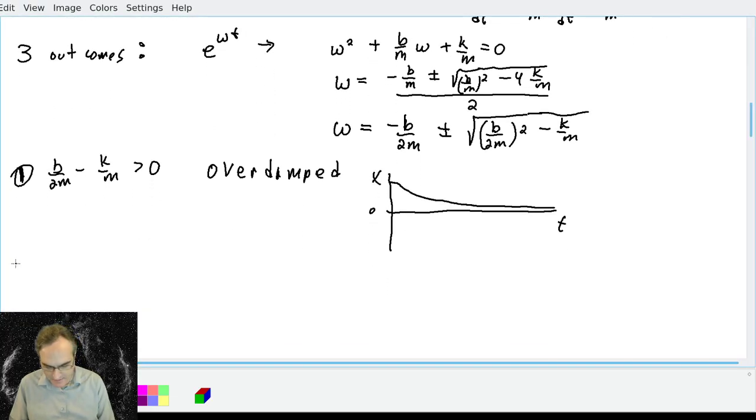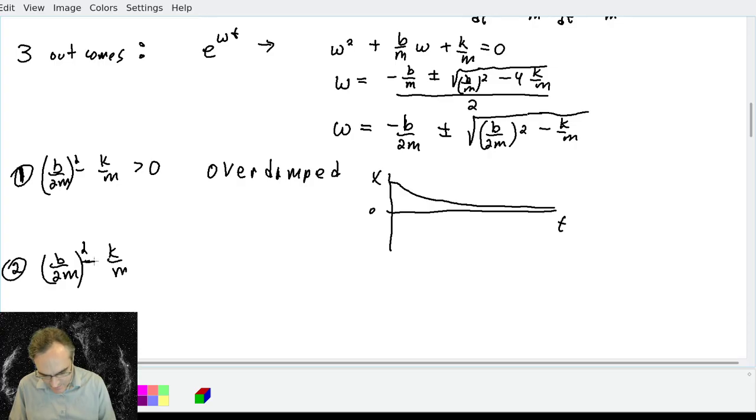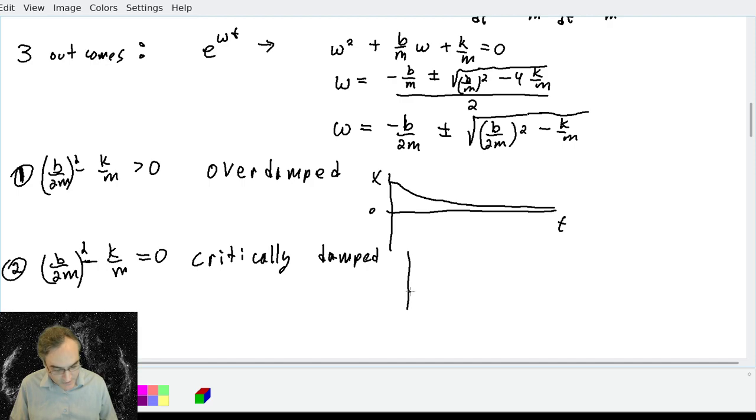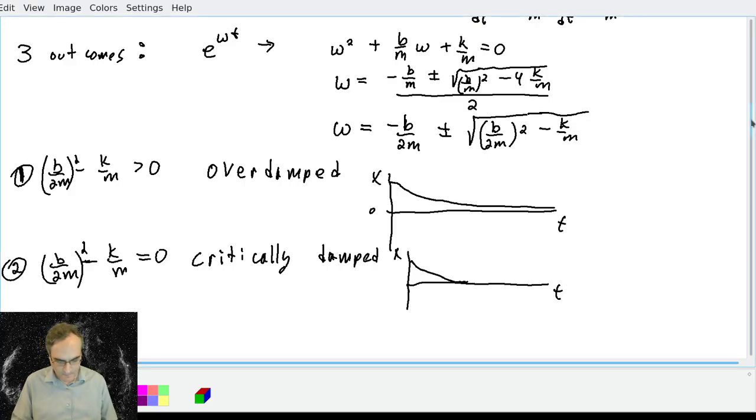If we keep messing around with this, there's another case. If (b over 2m) squared, my bad, minus k over m is equal to 0, this gets called critically damped. It's actually pretty similar to overdamped in that you start out somewhere and you relax back towards 0. It just does it in a more reasonable amount of time.